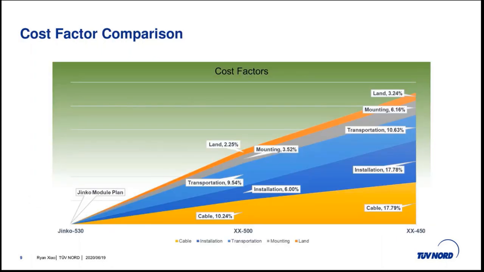Then we go to the curve, the diagram. The left part is the Jinko Tiger Pro as the baseline. We found out, as you see in the middle, it's a 500 watt module type. And you find there were 5 aspects that were obviously higher than the baseline.